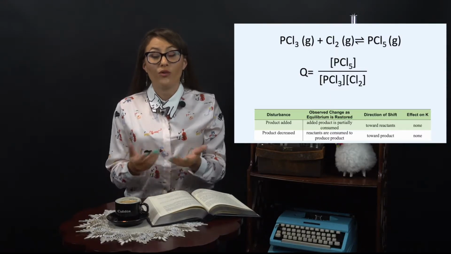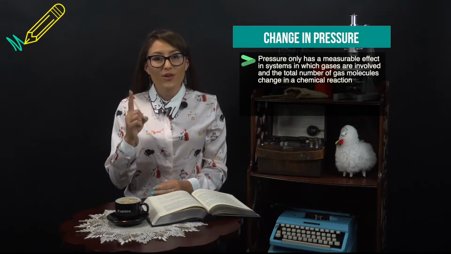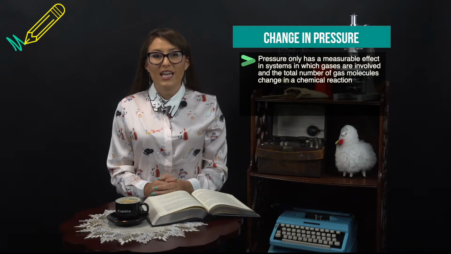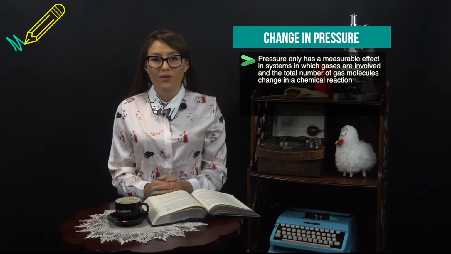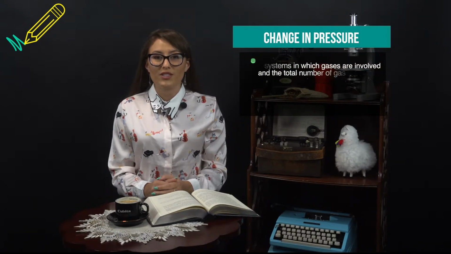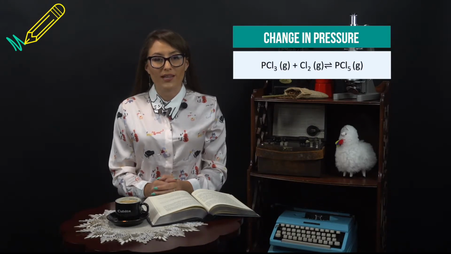Changes in pressure or volume also have a large effect on equilibrium systems. However, a change in pressure only has a measurable effect in the systems in which gases are involved, and the total number of gas molecules change in a chemical reaction. An easy way to determine when the total number of moles changes is to look at the balanced equation and compare the moles of gas on the reactants and product side. For example, if we continue with the previous reaction, on the left side we have 2 moles for the reactants and 1 mole for the product side.